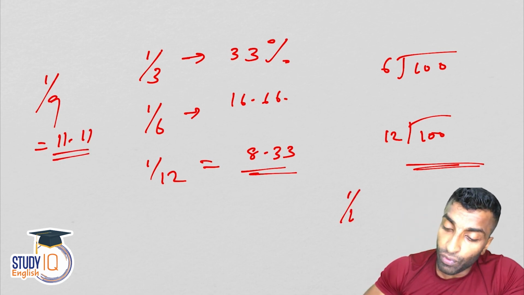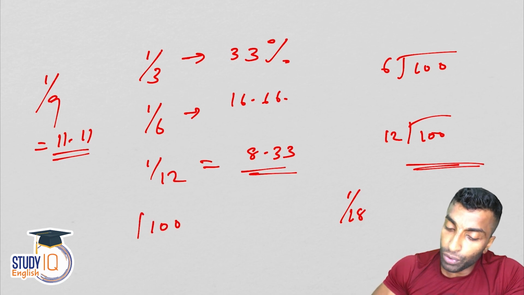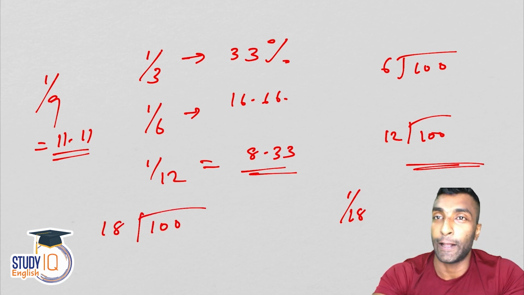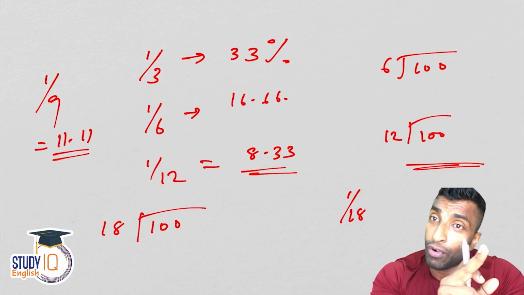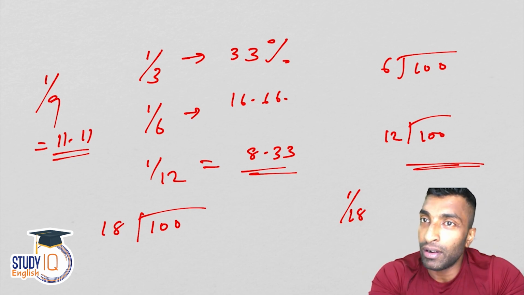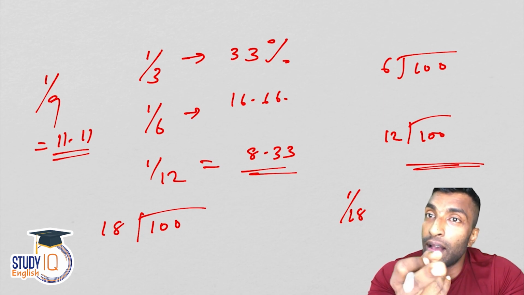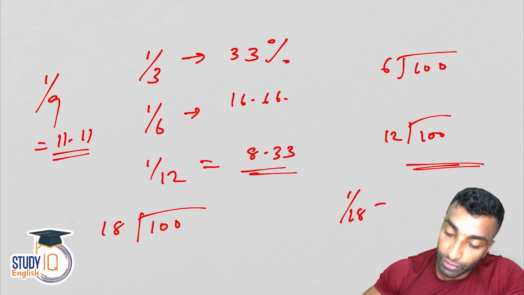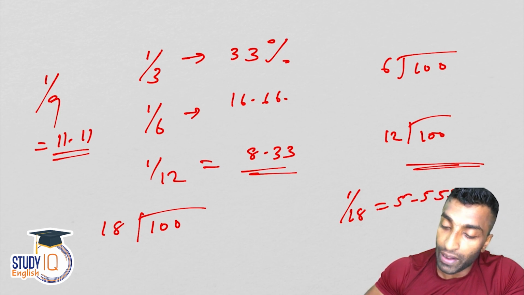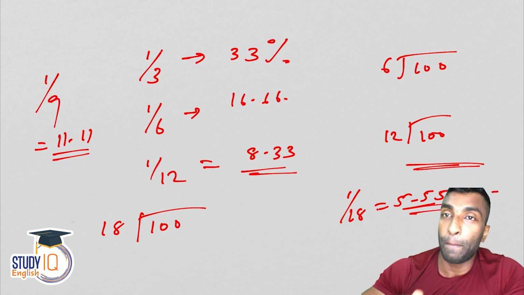What if you are getting 1 by 18? I don't want to do this 100 divided by 18 at that time. I know 1 by 3 is 33.3. 1 by 9 will be 11.11. So 1 by 18 will be half of 1 by 9. So 11.11, half of that will be 5.555, like that it will go.